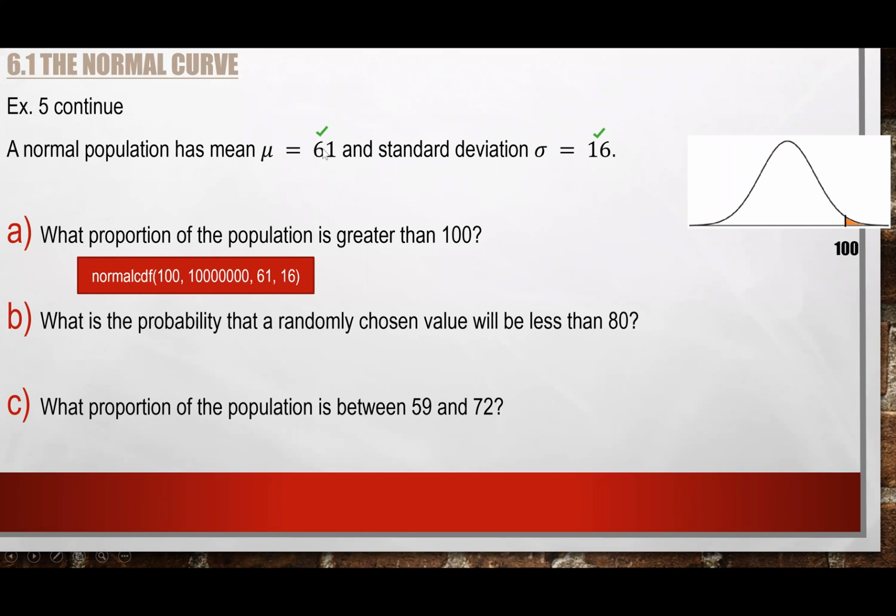And again, it depends on your data. Your data is only around 61, so 10 million is fine. And if you type it in your calculator, hopefully all of you have 0.0074 if they ask you for 4 decimal places. Did anybody not have this, 0.0074?